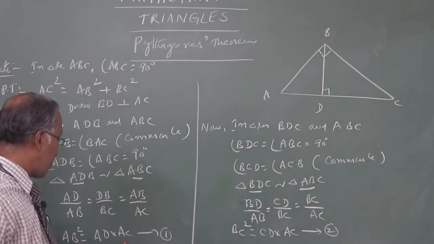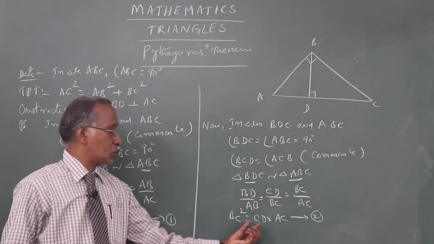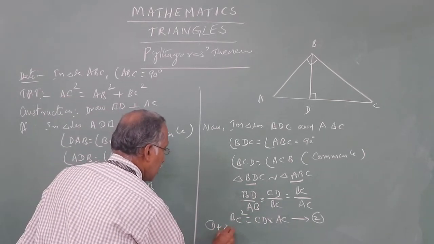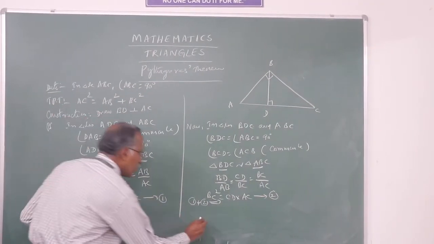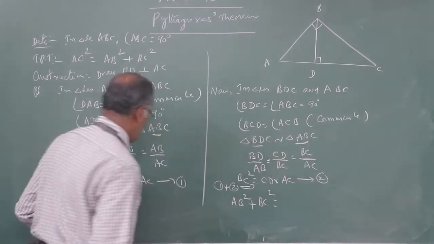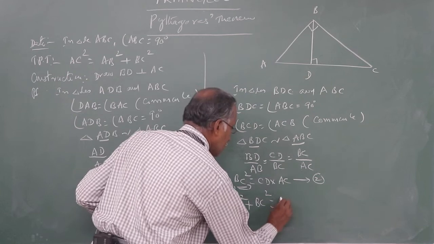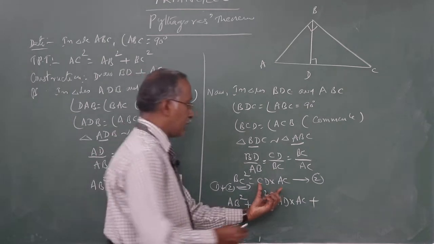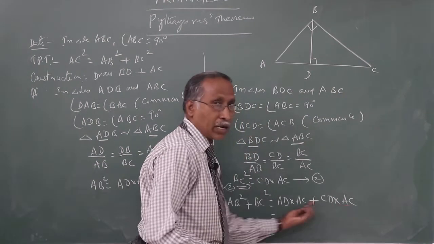Look at equation 1 we have got: AB square is equal to AD into AC, and BC square is equal to CD into AC. Add up these two equations. Equation 1 plus equation 2 gives, adding the LHS terms separately, AB square plus BC square. The RHS terms are AD into AC plus, in equation 2, CD into AC. Now, AC we can take out common here.